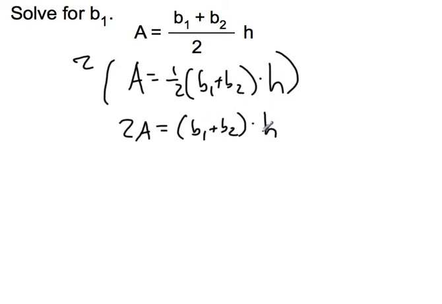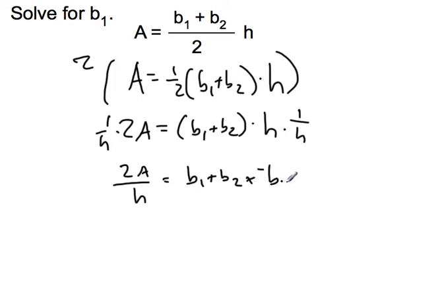We also need to get rid of this h out here, so we need to multiply this side by its multiplicative inverse, which is 1 over h. This side by its multiplicative inverse, which is 1 over h. So we end up with 2a over h is equal to b1 plus b2. And the very last step is just to isolate b1. Let's subtract b2 or add negative b2 to both sides because that is its additive inverse.